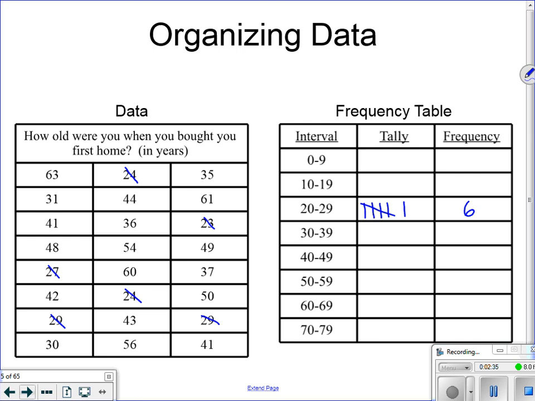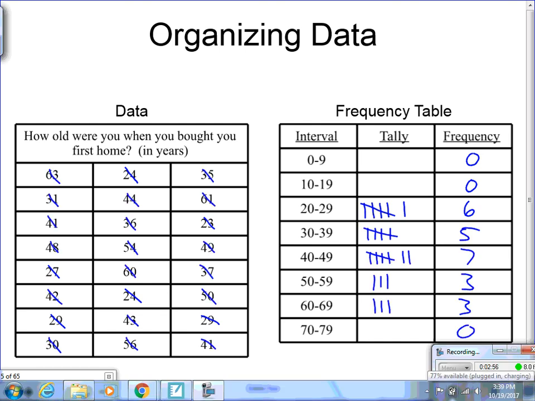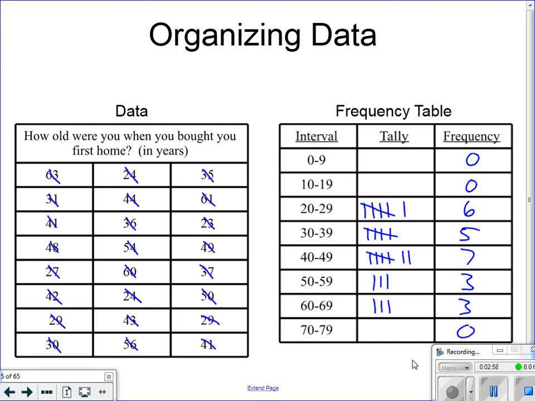Okay, and we can go ahead and put the zeros in for the other ones because there weren't any in that age group. So pause the video here and take some time to go through this and fill it in. And then when you're done, you can check it to see that you've completed it correctly. So this is what your completed frequency table should look like.